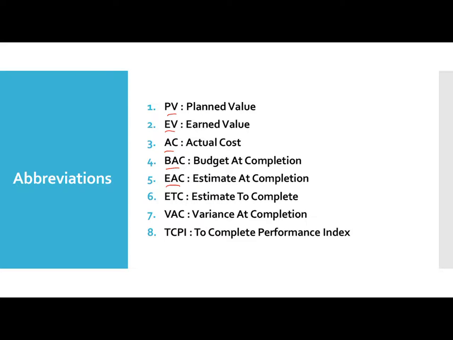Estimate to complete is like the amount of time, or it's usually the cost. Okay, the amount of cost remaining. Let's say you have expensed 80% of the cost, only 20% more. That's your estimate to complete. Variance at completion is the difference between the budget at completion and the estimate at completion. To complete performance index is at what rate can you complete the project, given the cost being used by the budget value or the estimate value. So these are some of the abbreviations you'll see in the future slides. Let's go ahead.